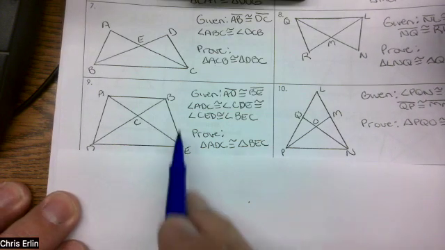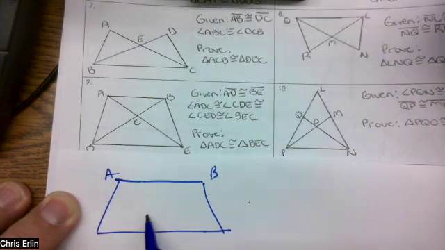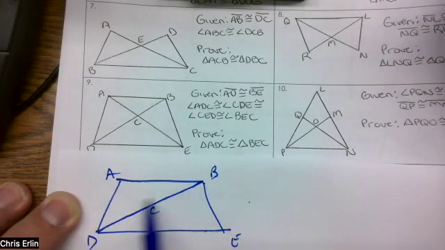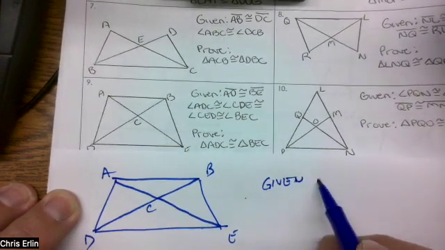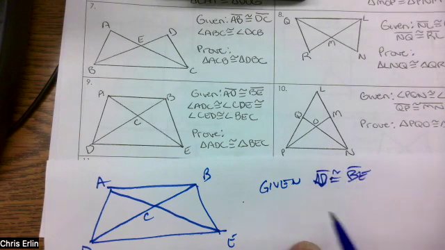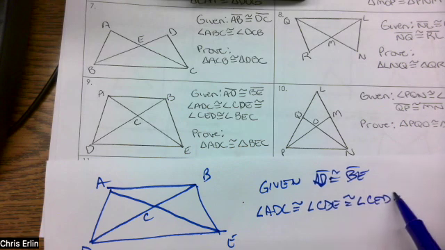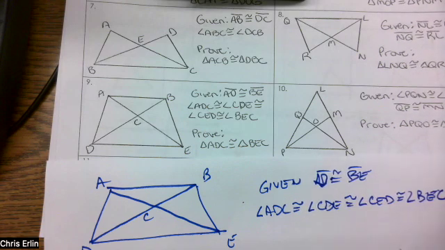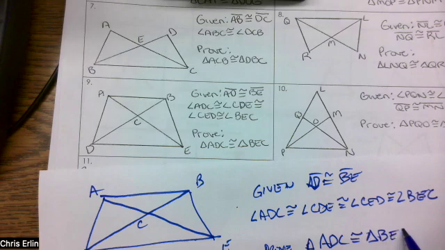So what we've been doing is taking a picture like this and reproducing it on paper so that we can annotate it. And then we note our givens, right? So given AD is congruent to BE. And then this one's weird. It says angle ADC is congruent to angle CDE is congruent to angle CED is congruent to angle BEC. It's a long string of them. And what we're trying to prove is that triangle ADC is congruent to triangle BEC.